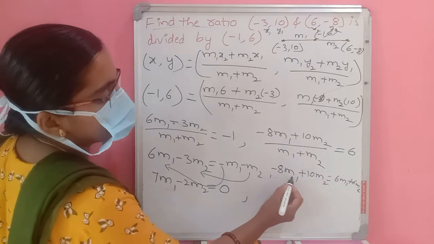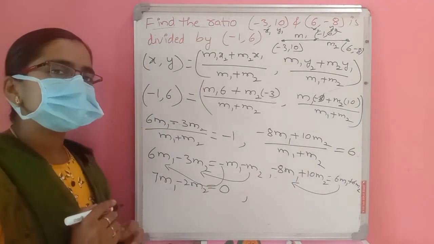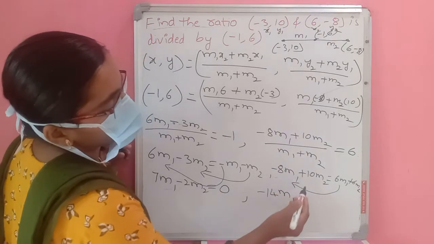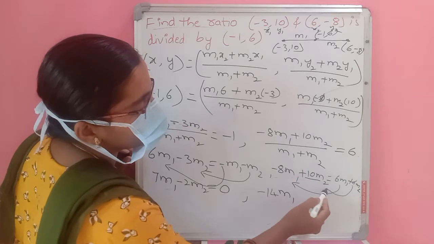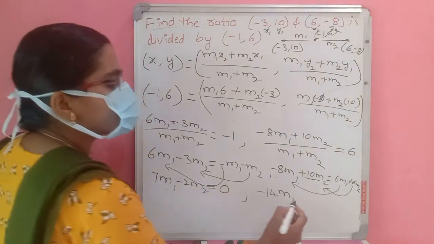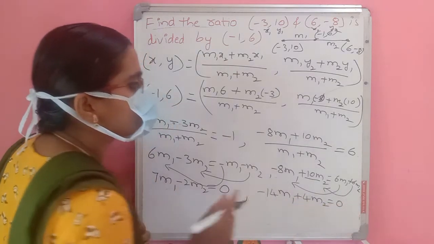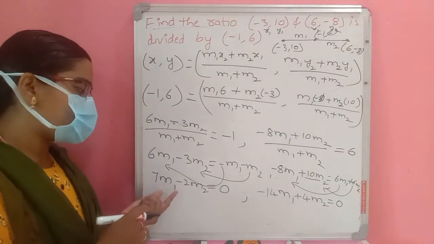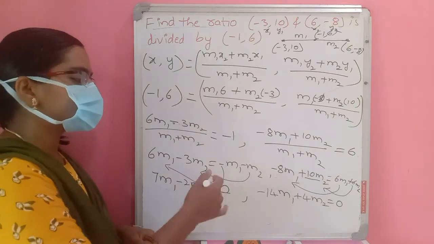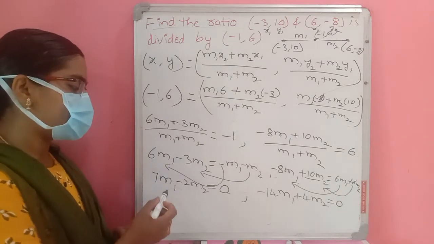Here minus 8 m1, transpose minus 6 m1: minus 8 minus 6 is minus 14 m1. Here plus 10 m2, transpose plus 6, it becomes minus 6: 10 minus 6 is plus 4, so 4 m2 is equal to 0. Again we have linear equations in two variables. These two we can cancel by taking the same values.